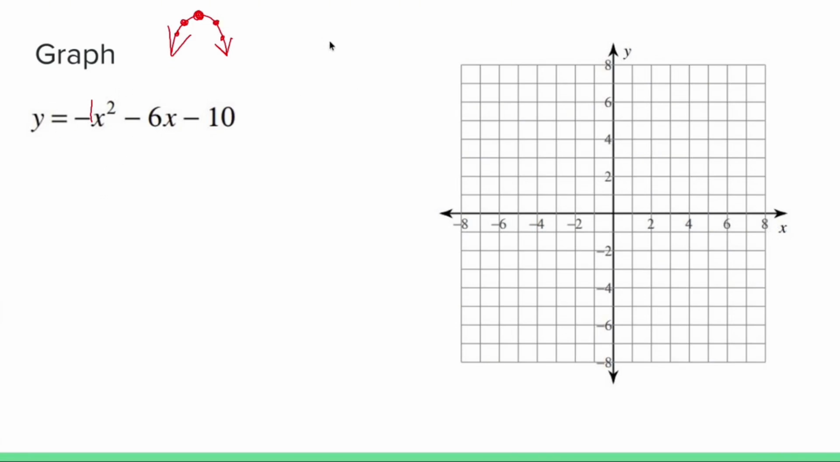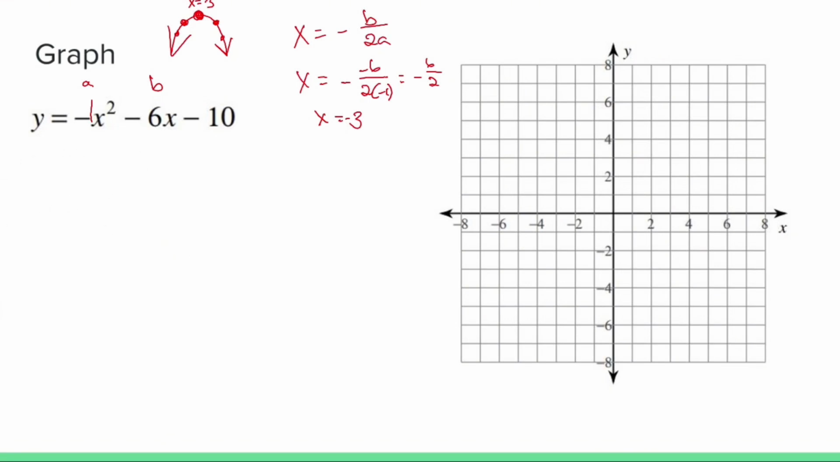So what is my vertex? Well, the vertex exists at x equals negative b over 2a, right? So this would be my a, this would be my b. So x equals negative 6 over 2 times negative 1. All right, so 3 negatives is going to make the whole thing negative. 6 over 2 is going to be negative 3. So the center of my graph is going to exist when x equals negative 3. Negative 3, not positive 3, negative 3.